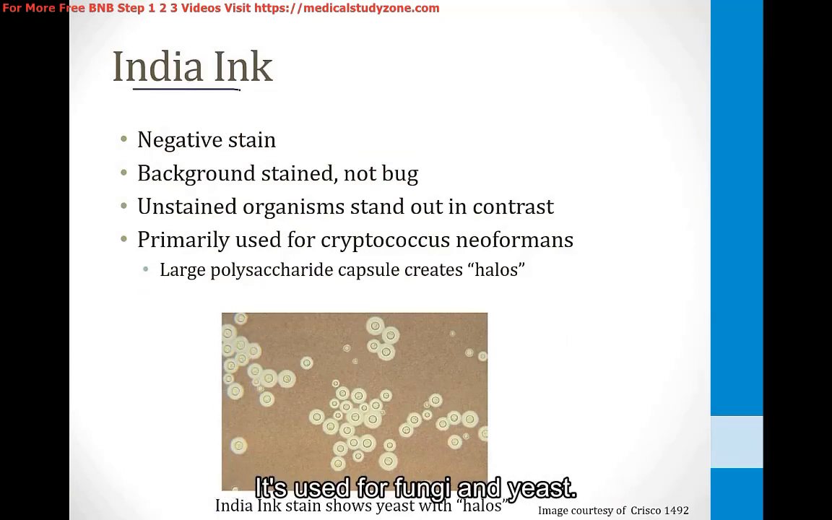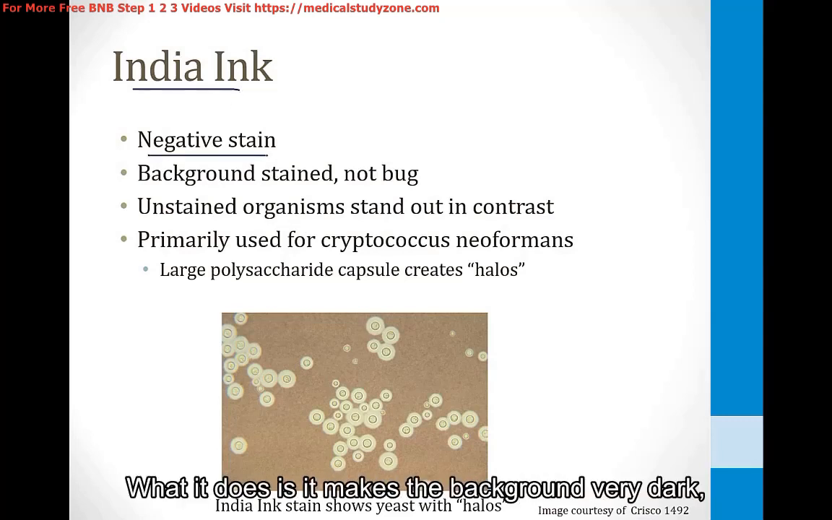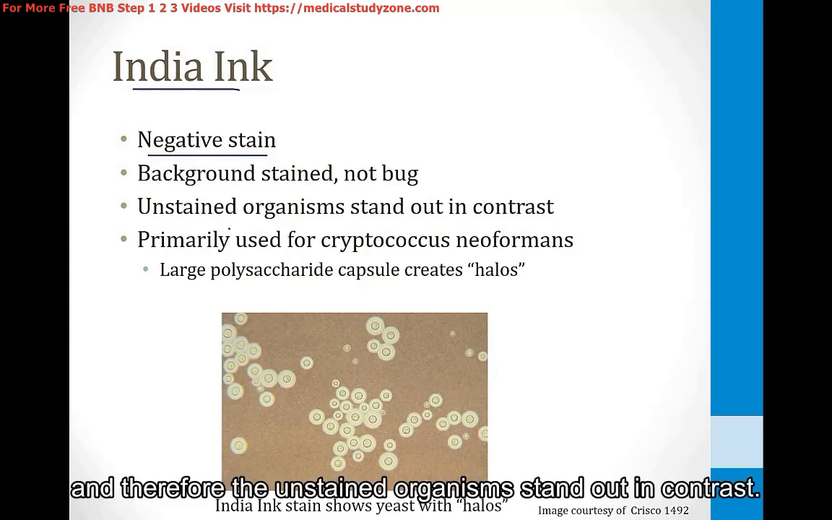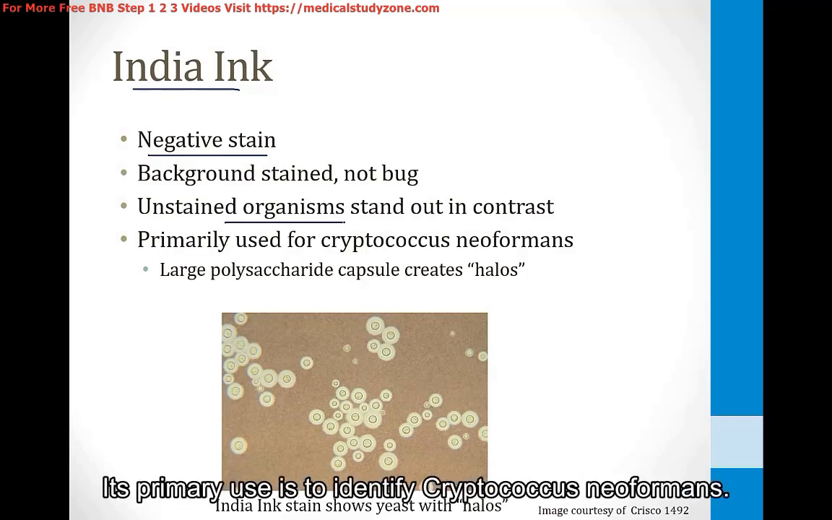The last stain I'll mention is called India ink, and this is a stain that's not used for bacteria, it's used for fungi and yeast. India ink is a negative stain. What it does is it makes the background very dark, not the organism, and therefore the unstained organisms stand out in contrast. Its primary use is to identify Cryptococcus neoformans.